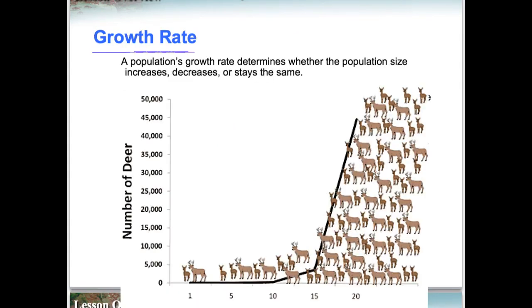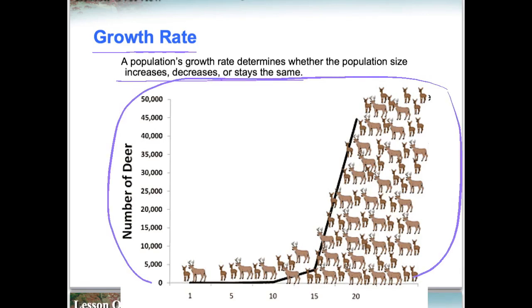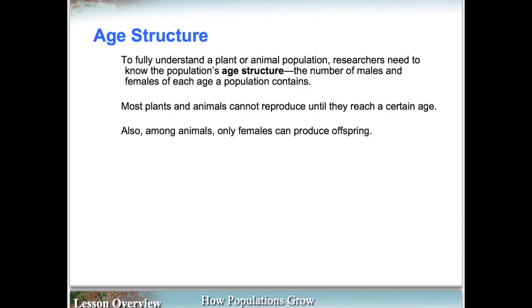A population's growth rate determines whether the population size is increasing, decreasing, or staying the same. This, for example, is a population of deer, and they are definitely growing. We also have to discuss age structure when we're talking about populations and their growth. Age structure is the number of males and females of each age a population contains. Most plants and animals cannot reproduce until they reach a certain age, so it helps us to give predictions about the next generation. And we also need to remember that only females can produce offspring when we're discussing animals.